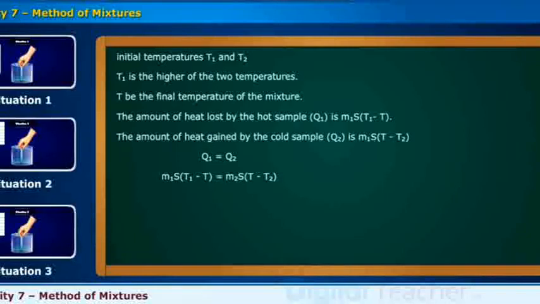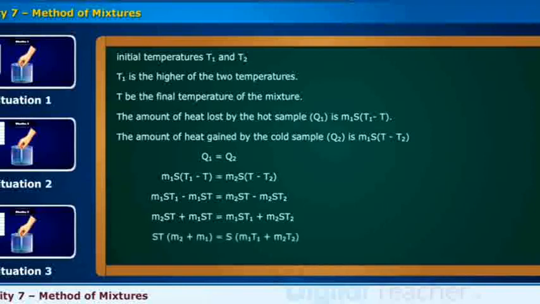The above equation can be simplified as M1ST1 minus M1ST is equal to M2ST minus M2ST2. M2ST plus M1ST is equal to M1ST1 plus M2ST2. ST into (M2 plus M1) is equal to S into (M1T1 plus M2T2). T is equal to (M1T1 plus M2T2) by (M1 plus M2).